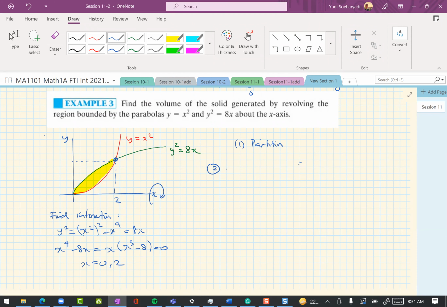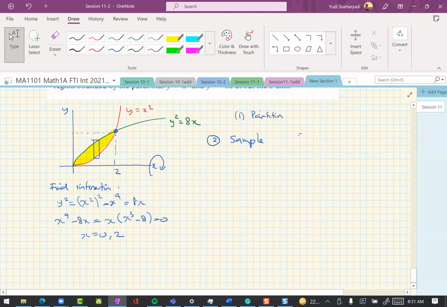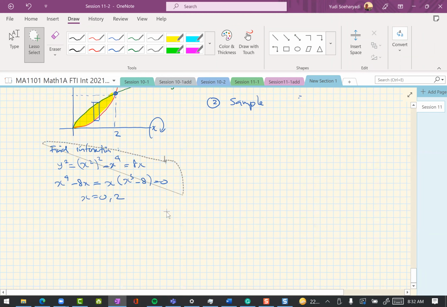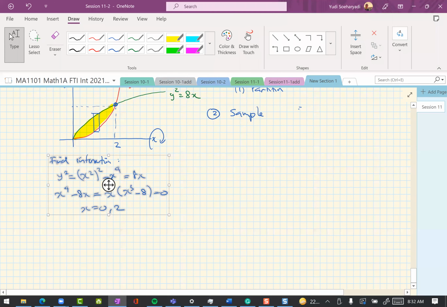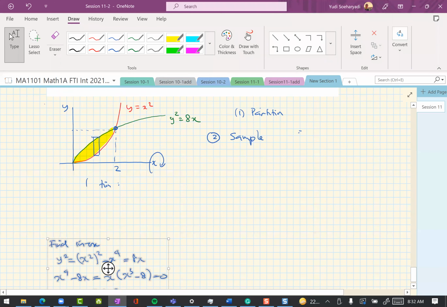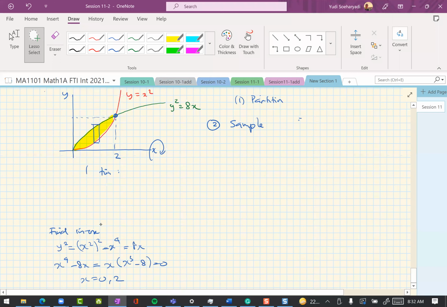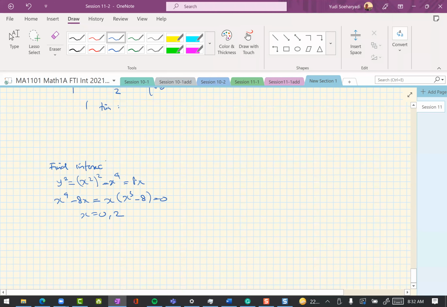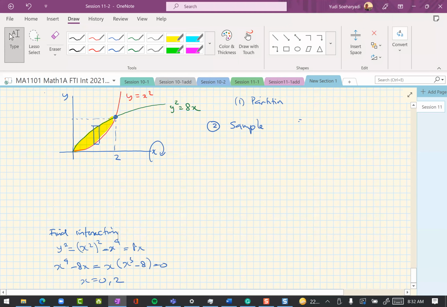And then just take one sample. Okay, so one sample is, say, this one here. If you revolve this sample about the x-axis, what you get is an object that looks like this one. So our sample here is not really a disk, because you have a hole.